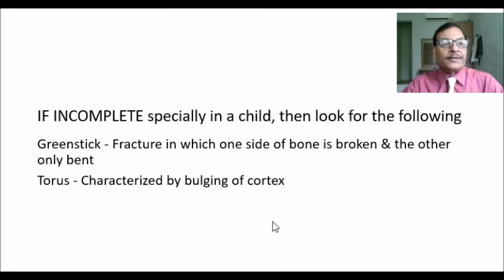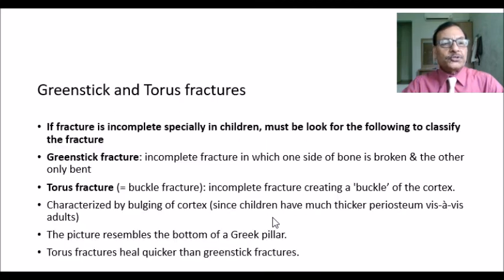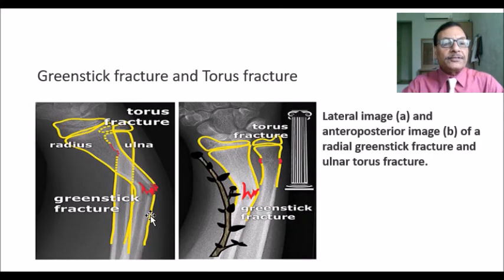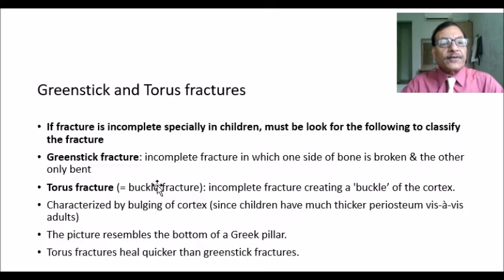Whereas another variety, especially in children, is the incomplete fracture. You have to look for two types of incomplete fracture. One is the greenstick, another is the torus fracture. Both are found in children. Greenstick fractures are the ones where one side is broken and the other side is only bent. You can see here in the radius, one part of the cortex is fractured, but the other is only bent. So this is typical of the greenstick fracture.